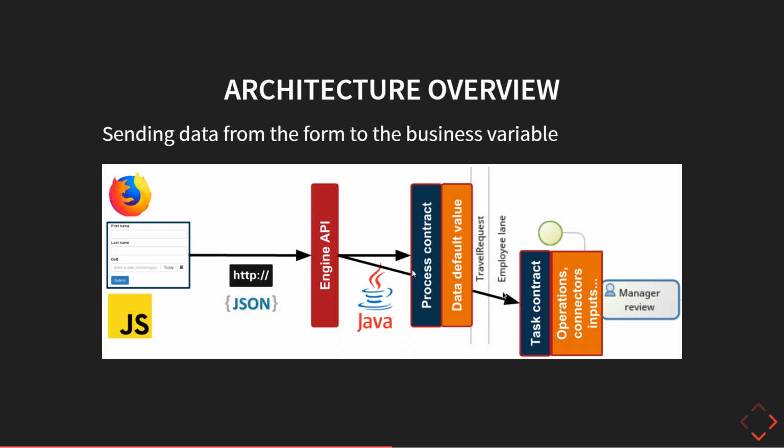And the contract variable can be used to initialize the business variable defined in the process. So for example, by setting the default value when you start a process, or if it's to execute a task, you can use the contract value in the operation or as connector inputs and in many other ways.